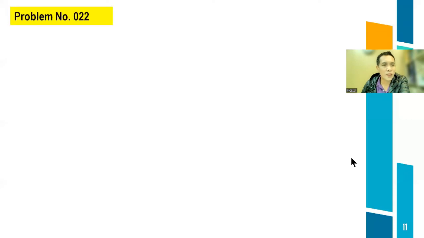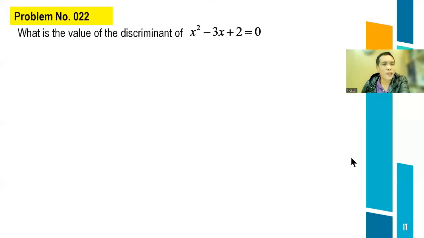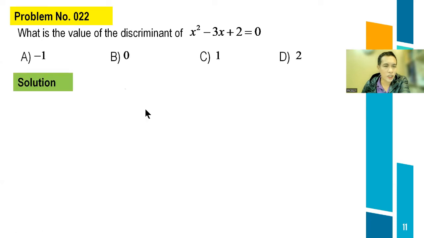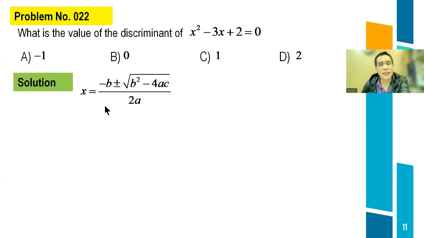Problem number 022. What is the value of the discriminant of x squared minus 3x plus 2 is equal to 0? For the choices, we have A, -1, B, 0, C, 1, D, 2. Okay, for the solution, this is a quadratic formula, right? x is equal to -b plus or minus the square root of b squared minus 4ac, all over 2a. This is the quadratic formula.